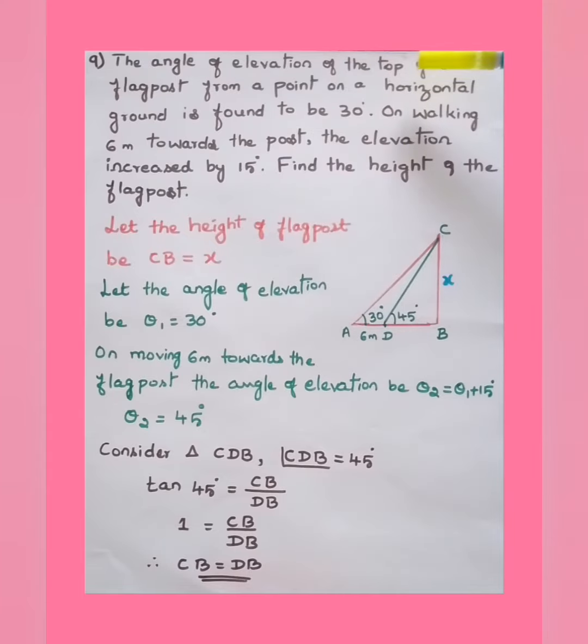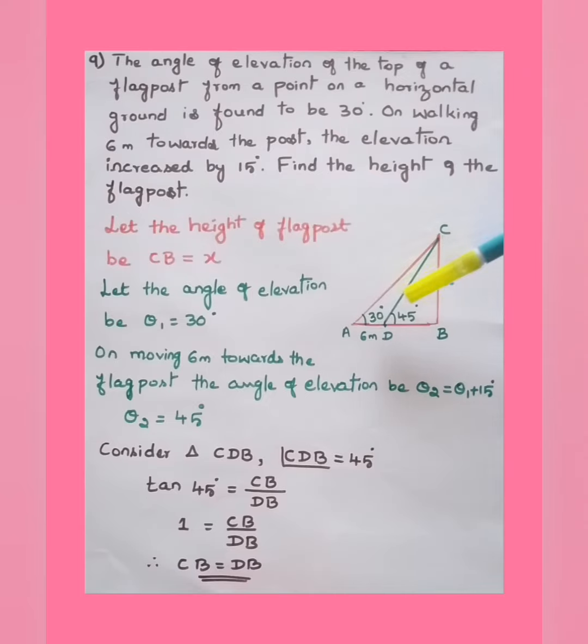The angle of elevation of the top of a flag post from the point on a horizontal ground. If you take the height of the flag post, which is vertical, that is BC is the flag post, BC which is equal to x you can take. So the angle of elevation from the ground is 30 degrees. On walking 6 meter towards the post, a person is standing here and he walks towards the post 6 meter. So he is shifting from point A to D, and the elevation is increased by 15. If this was 30, it is increased by 15 again. So 30 plus 15 is 45 degrees. Find the height of the flag post. This x is what we have to find out.